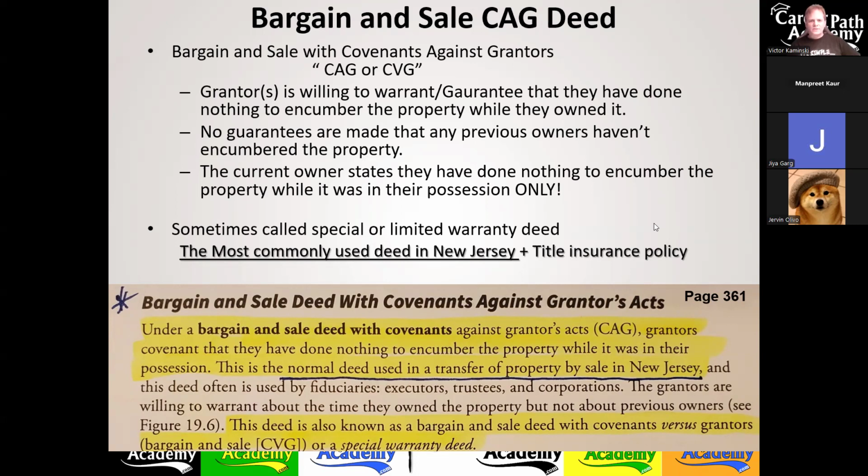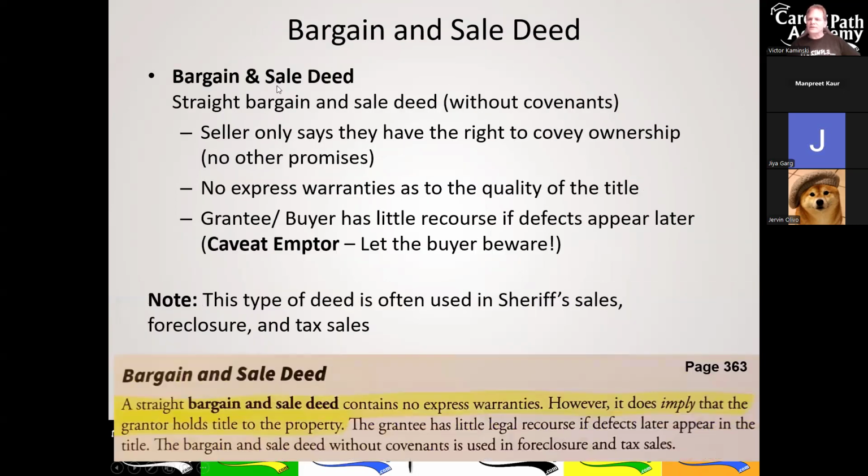Yep. Okay, so a bargain and sale deed, also known as a straight bargain and sale deed, does not have any covenants with it. Those are those legal promises. The seller is only saying that they have the legal right to sell the property. They're not guaranteeing the quality of the title to the property. They're not making any express warranties that there's not any other liens or encumbrances or improper transfers or anything. I'm sorry, they're just saying that they have the legal right to sell the property.